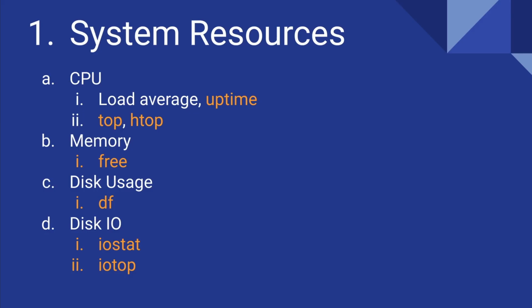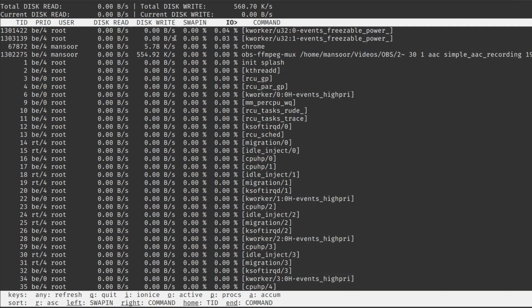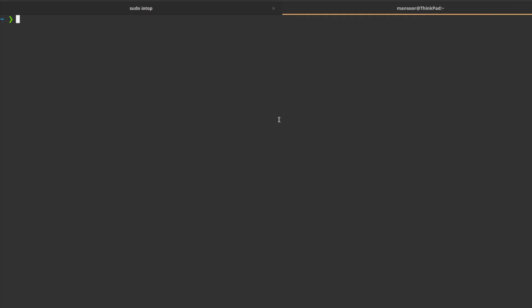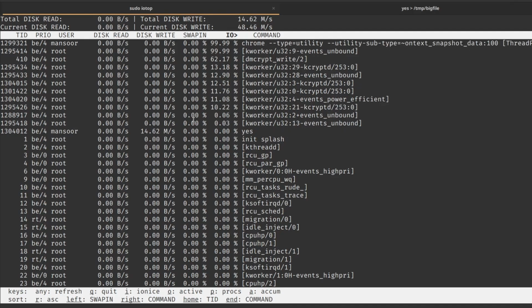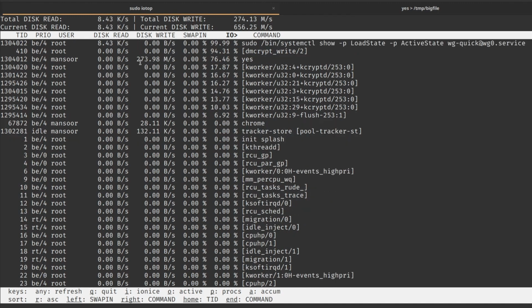And then another metric would be disk IO, or the amount of input output operations happening on that disk. You can use commands like iostat and iotop to see the disk utilization. So if I do sudo iotop, you can see the top processes running the most disk intensive operations. For example, if I run a command to write a big file, so this keeps writing to that file. And here you can see that the yes command is writing 275 megabytes per second.